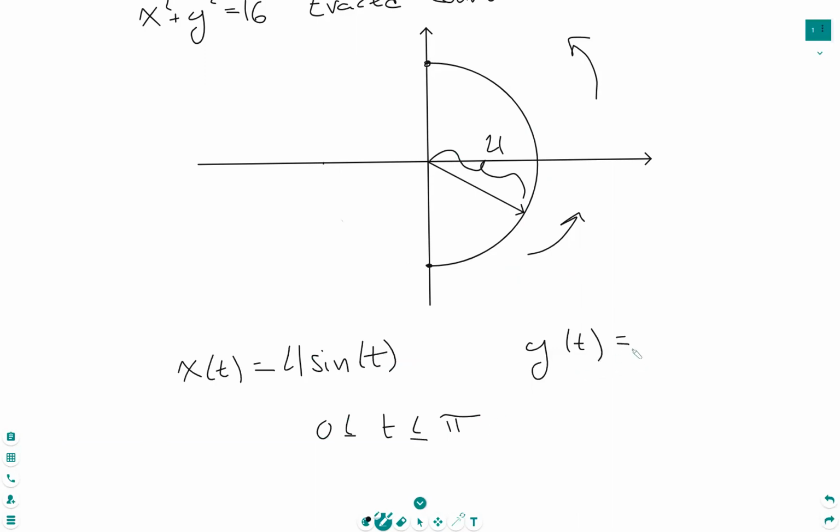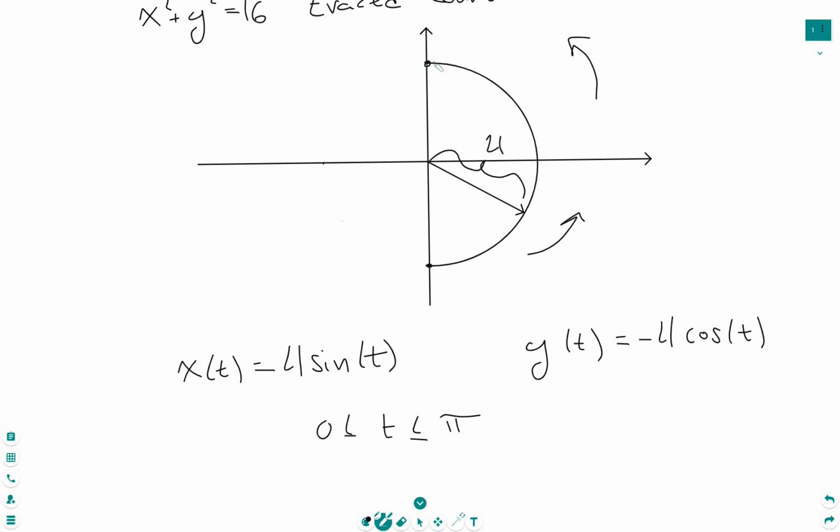For y of t, I need to make sure that I start negative. So I could choose negative 4 cosine of t. If I plug in 0 here, I start at negative 4. I finally reach y equal to 0 at pi over 2, and then I continue onward. And when I get to t equal to pi, I end up with a 4 here.